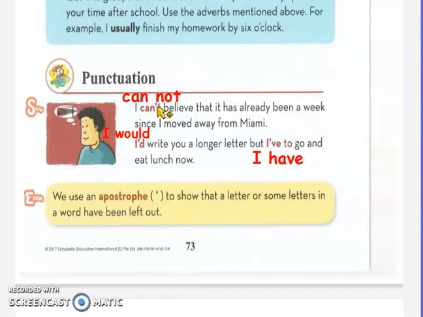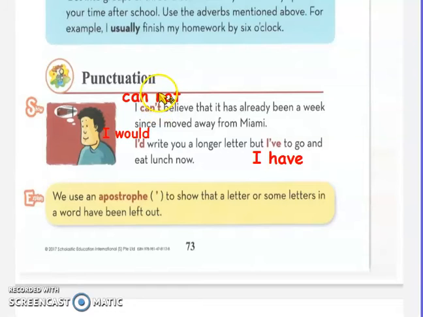In the short form. Look here. Here we have: I can't believe that it has already been a week since I moved away from Miami. Here we have the short form, can't. What is the long form? Very good. The long form is cannot. So cannot is the long form. Can't is the short form.